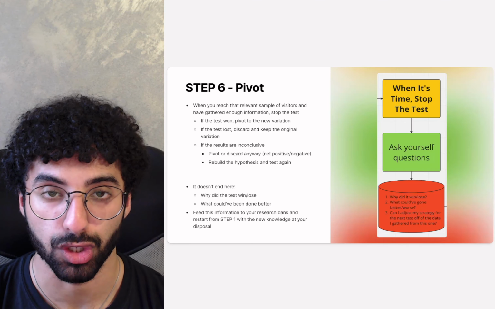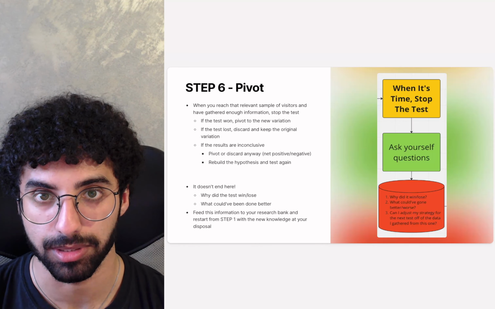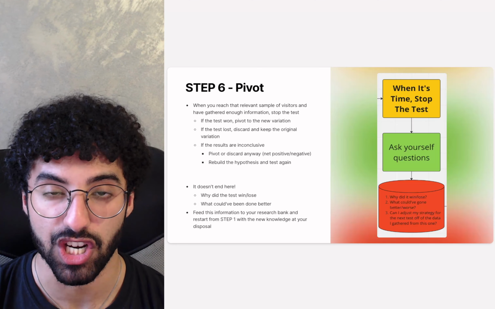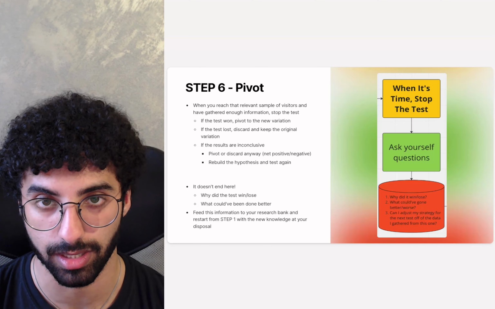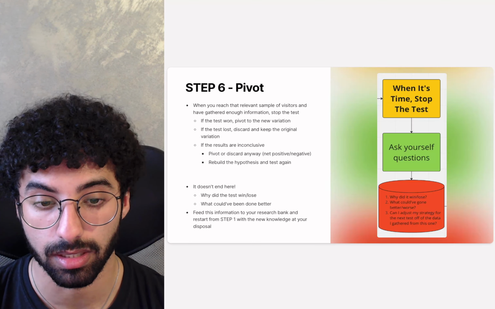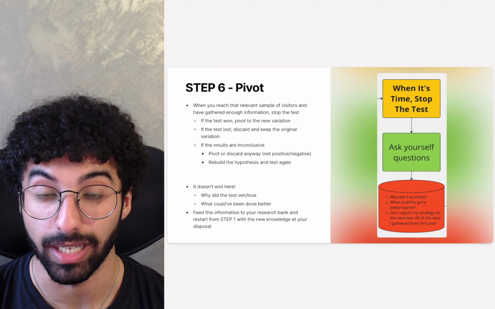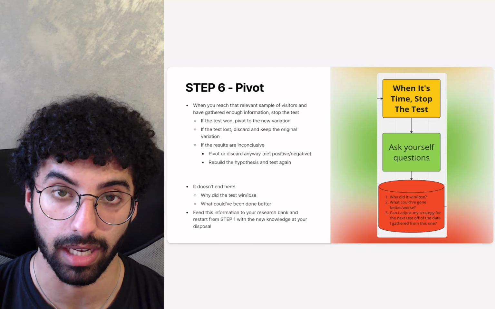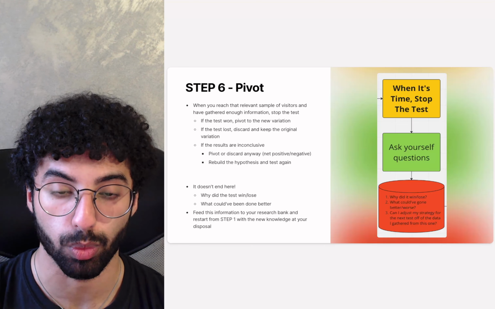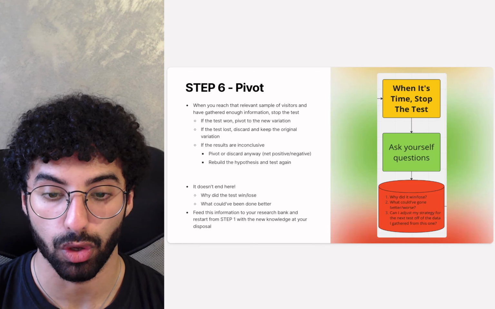A failing test does not mean that the change you made will fail in every situation. By rebuilding the hypothesis and making it different, you can actually get better results by testing the same things, just changing the context around it and how you implemented it in your store. And it doesn't end here. You can also, on every test, ask yourself, why did the test win or lose, and what could have been done better to make the test win, if it lost the first time. So you take all of this information, all of these questions, and you feed this information to your research bank, and you restart from step one with the knowledge at your disposal.